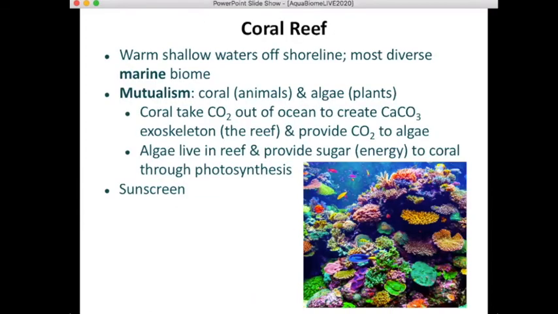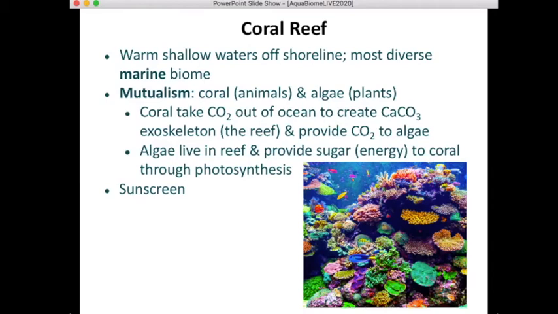Coral reefs occur off the coast. They are the most diverse marine biomes. Mutualism is where two organisms interact in an ecosystem, and they both benefit from their relationship in some way. They pull carbon out, and then they turn it into shell, or that carbonate material, calcium carbonate. This is why ocean acidification is a problem, because calcium carbonate reacts with acid.